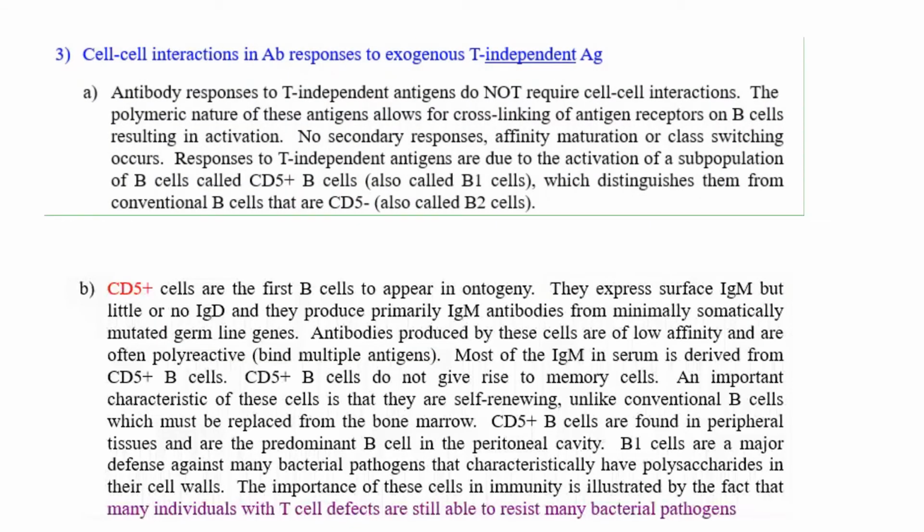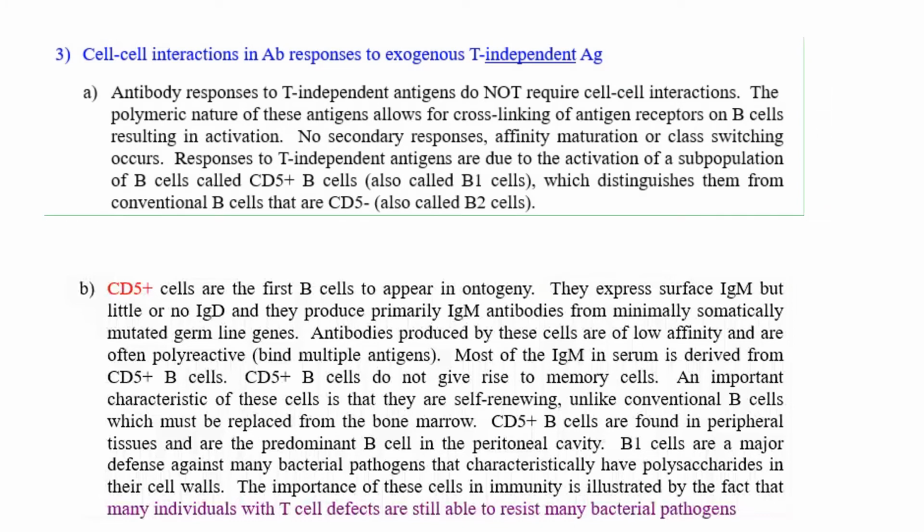Cell-to-cell interactions and antibody response to exogenous T-independent antigen. This type of response will not depend on T helper cells. The antibody response to T-independent antigen does not require cell-to-cell interaction. The polymeric nature of these antigens allows for cross-linking of antigen receptors on B cells, and this cross-linking of antigen will result in the activation of B cells. So, no secondary response, affinity maturation, or class switching occurs with this type of antigen.